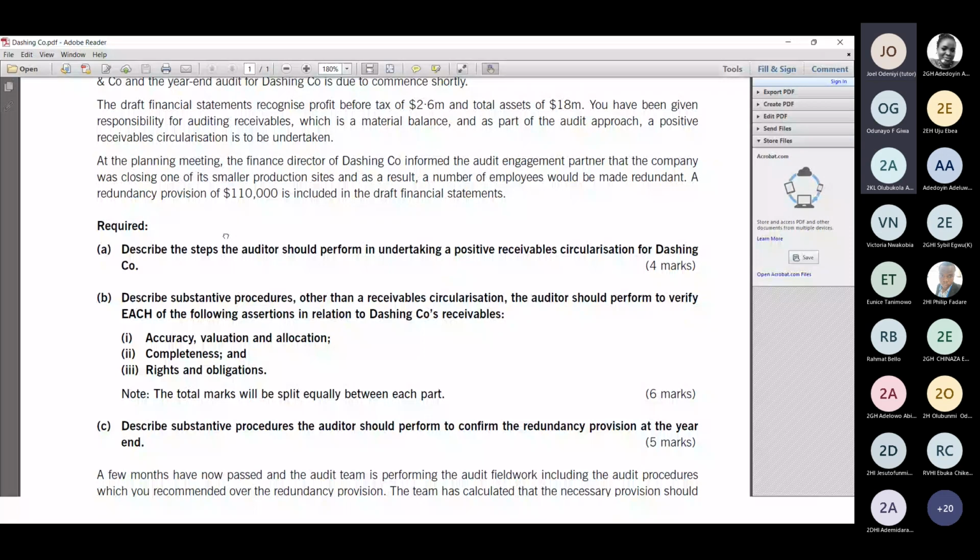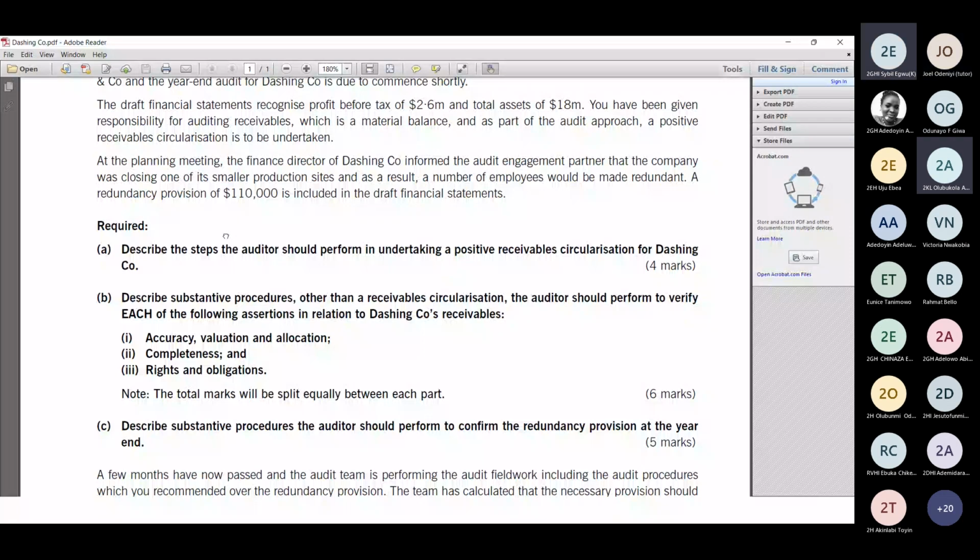Somebody wanted to say something. Go ahead, please. Yes, I wanted to say, is it safe to say that you can agree the sample of unpaid invoices to the sales and receivable ledgers, right? Because I'm thinking that what we want to confirm is... Yeah, that's a good procedure.